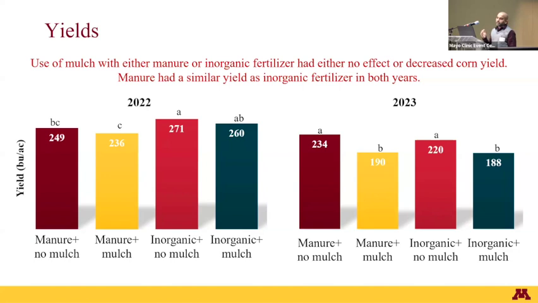And we saw that corn had some trouble coming out of that thick layer of manure and wood chip. So we learned from this mistake, and in 2023, we applied the wood chips and manure, and then we went ahead and planted corn using a row cleaner. So when we look at the 2023 yield data, we can see that mulch negatively affected the yield when used with both manure and inorganic fertilizer, but there was no yield difference between the manure and inorganic fertilizer treatments.